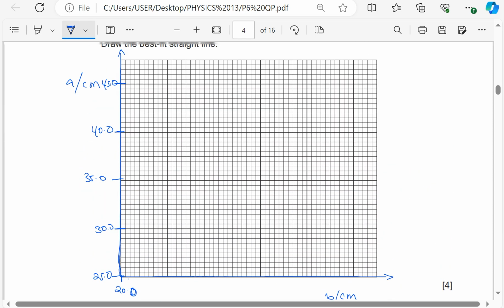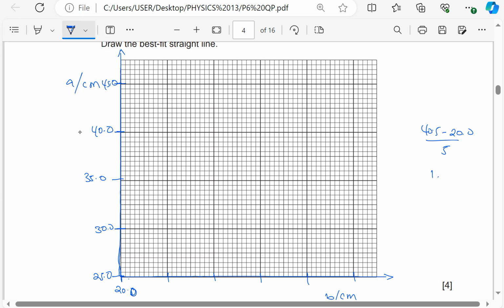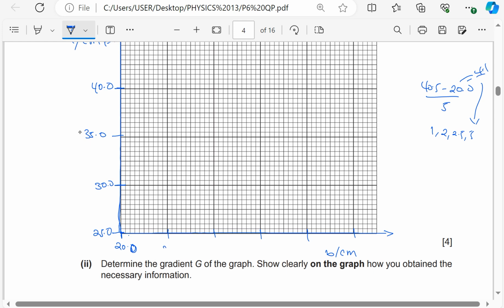Then on the x-axis, looking at the values, I can just guess the scale, but if you want to find a scale, you can say the highest is 40.5 minus the origin, which is 20.0, divided by 1, 2, 3, 4, 5. Divide this by 5. 40.5 minus 20 divided by 5. When I round off, the scale is going to be approximately 5, because the scale must be related to 1, 2, 2.5, and 5. This one is giving me 4.1. I round off to the next number there, which is going to be 5. So next should be 25.0, then followed by 30.0, 35.0, 40.0, 45.0, and so on and so forth.